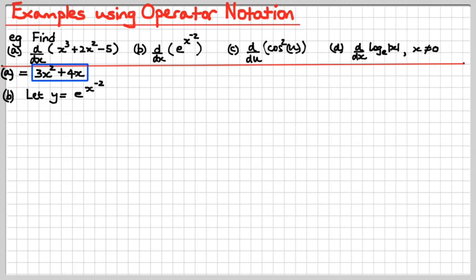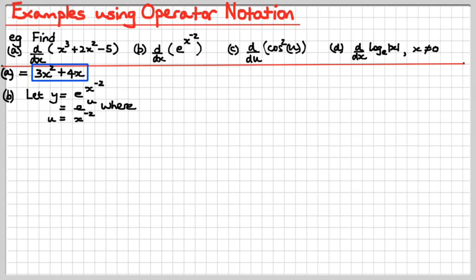Now B. This thing looks ghastly. We know what the derivative of y equals e to the x is. It's just e to the x. But this isn't an x, it's x to the minus 2. So that becomes the blob, and that becomes a single symbol to get us out of trouble. And then we use the chain rule. So we'll say let y equal e to the u, where u is x to the minus 2.